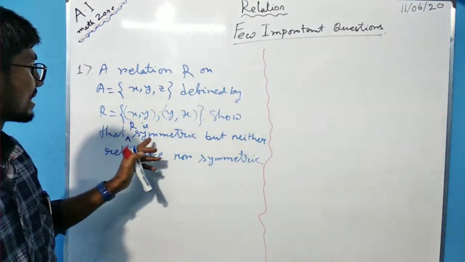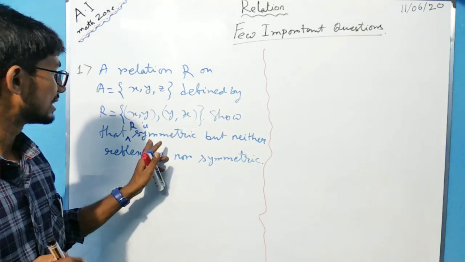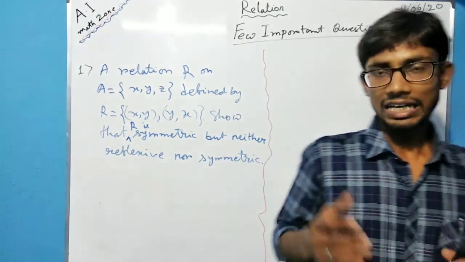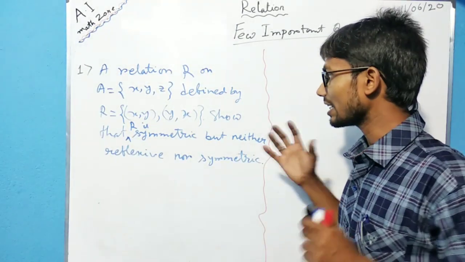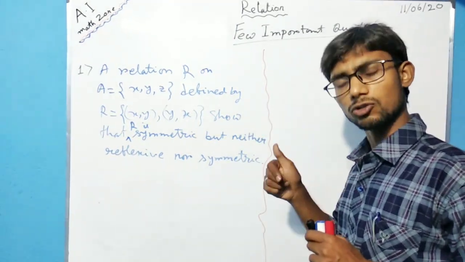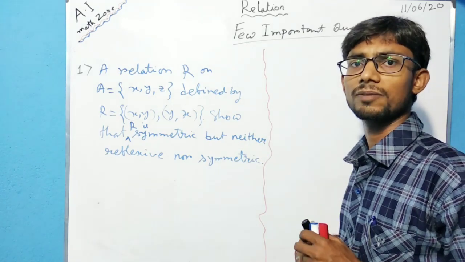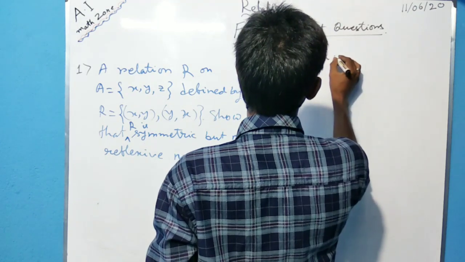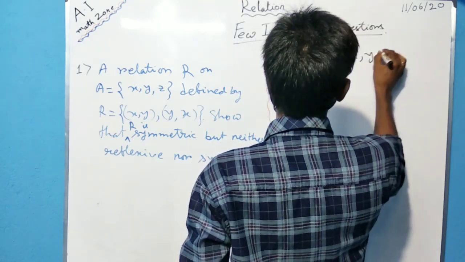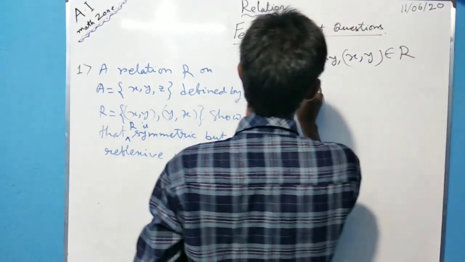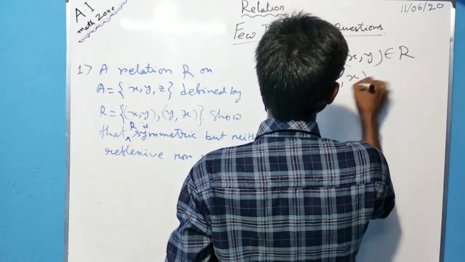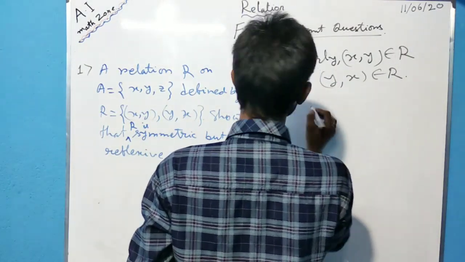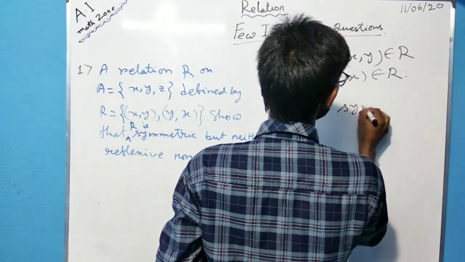First one is symmetric. We will show that R is symmetric. Now see here. From the definition of symmetric, a relation is said to be symmetric if (a, b) belongs to R implies (b, a) belongs to R. Now see here clearly, (x, y) belongs to R and (y, x) belongs to R. Therefore, R is symmetric.